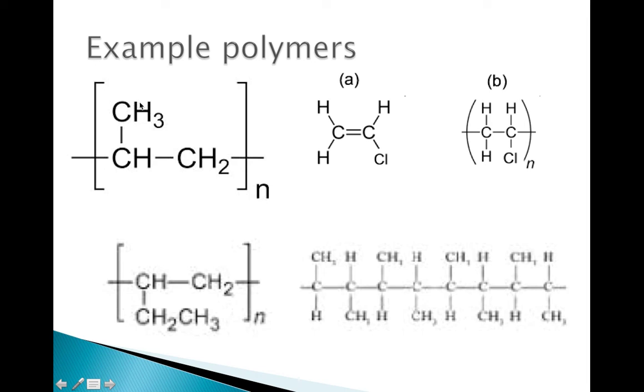Okay? If you've got chlorine on it, okay, this was chloroethene, so we make polychloroethene. Okay? Sometimes this is called vinyl chloride, it's the old-fashioned name. So then we make polyvinyl chloride, or PVC.